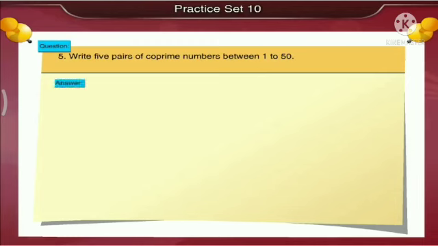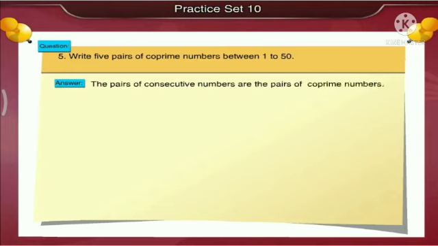Now we will see the next question, that is question number 5. Now let's see what we have to do in this question. The fifth question is write 5 pairs of co-prime numbers between 1 and 50. Now here, student, what we have to do is write down the co-prime numbers between 1 and 50. So let's see. Now the pairs of consecutive numbers are pairs of co-prime numbers.